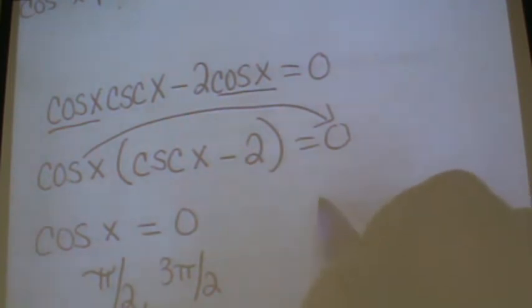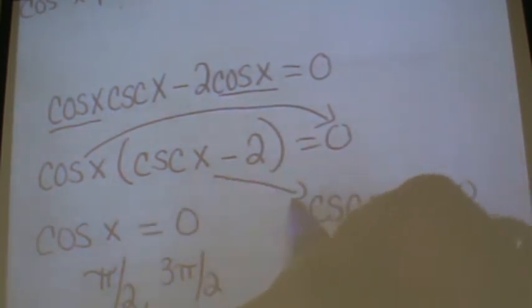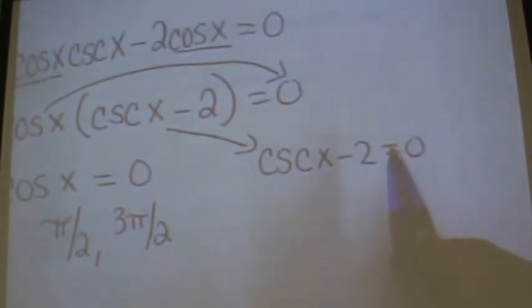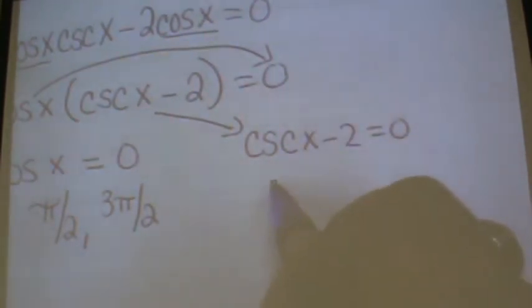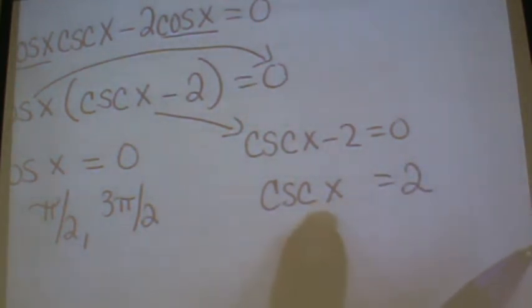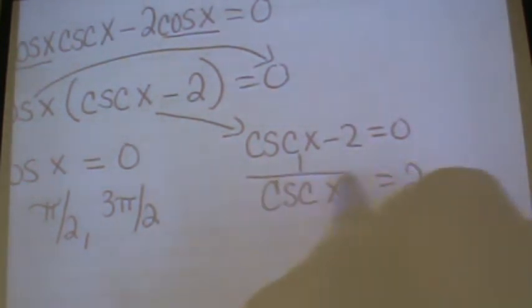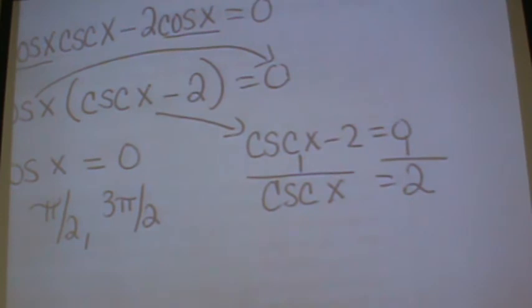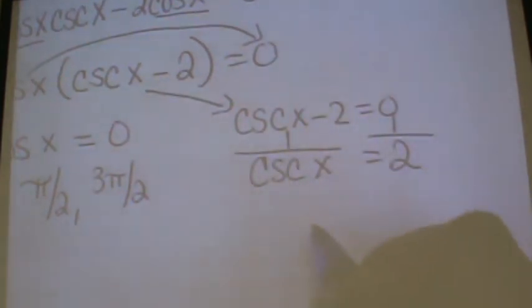Now for this one, you've got cosecant x minus 2 equals 0. This is what I'm working on here. What should you do with this minus 2? Who wants to deal with cosecant? What are you gonna do instead? 1 over, 1 over. What's another name for 1 over cosecant? Sine.